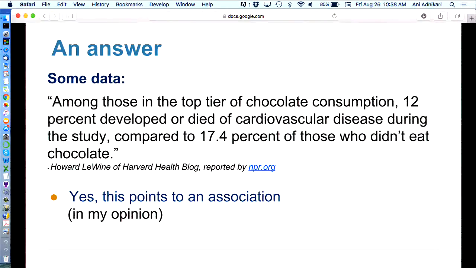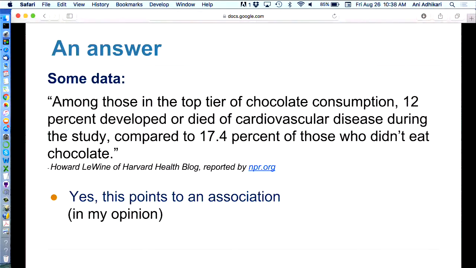Now, there are people asking themselves, well, 12 and 17.4 are different, but they're not that different. Well, are they that different? I don't know. That's why you are going to spend another 14 weeks in this course. We'll figure all that out. But 12 and 17.4 are different. We're starting with that. That's the observation.